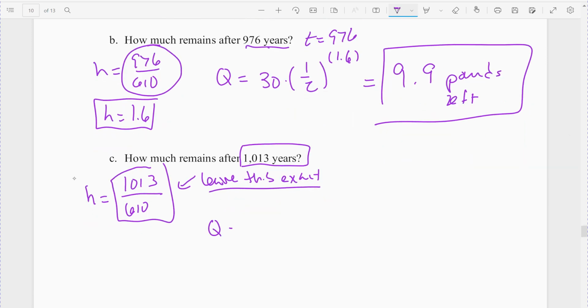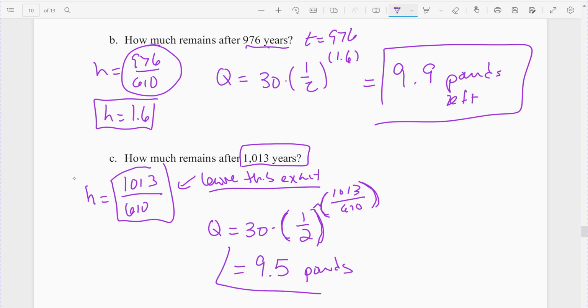So when you type this out in the calculator, make sure you practice it. It's 1/2 raised to that fraction. Do not round until you type it out. So I have parentheses around this. You need to make sure you put parentheses around that because that goes all up in the exponent. So it's 1/2, parentheses, raised to, parentheses, 1,013 divided by 610. It comes out to 9.5, so I'm going to round to 9.5.